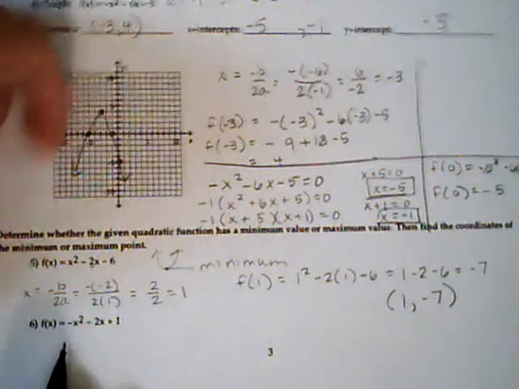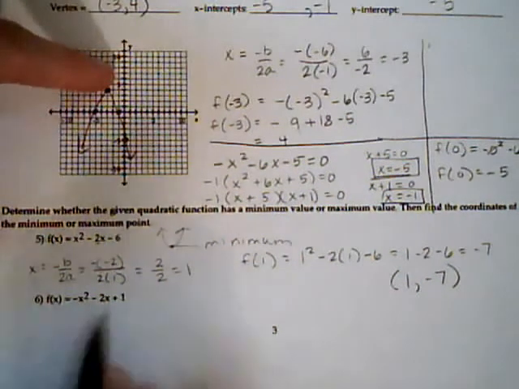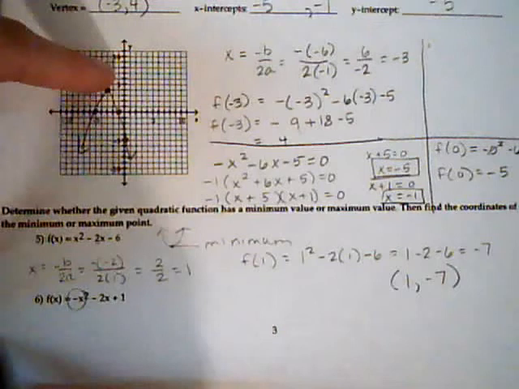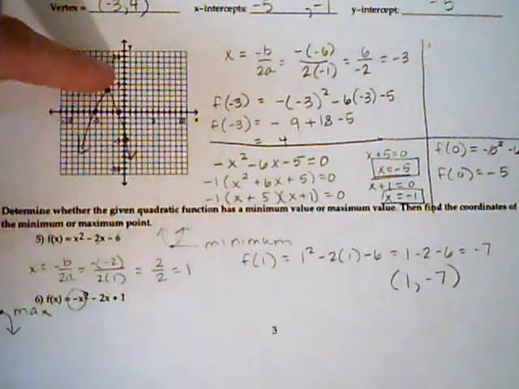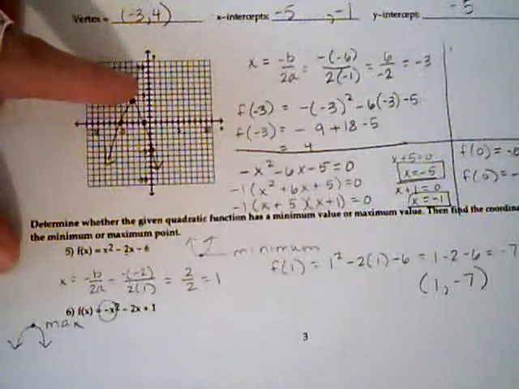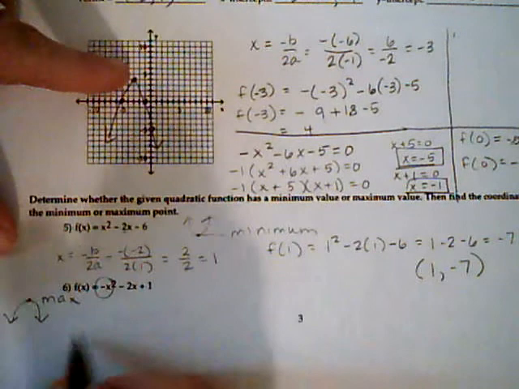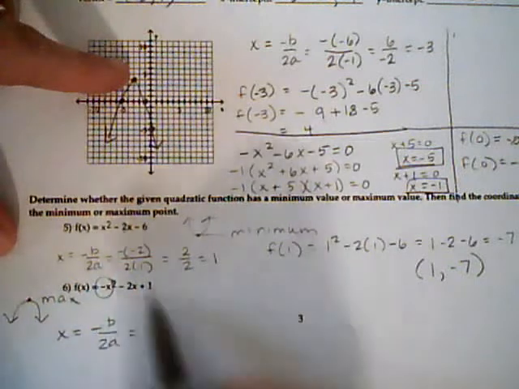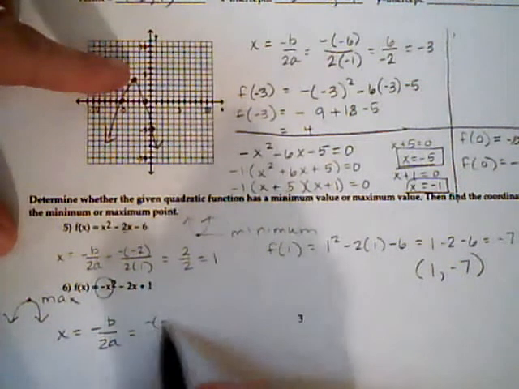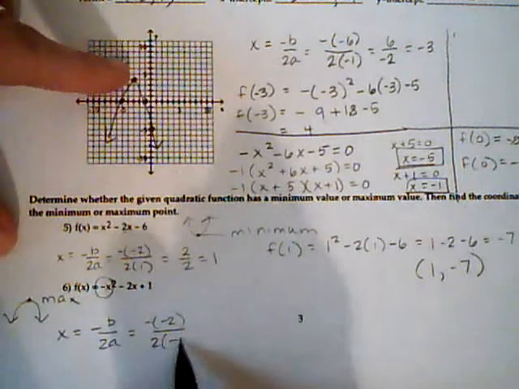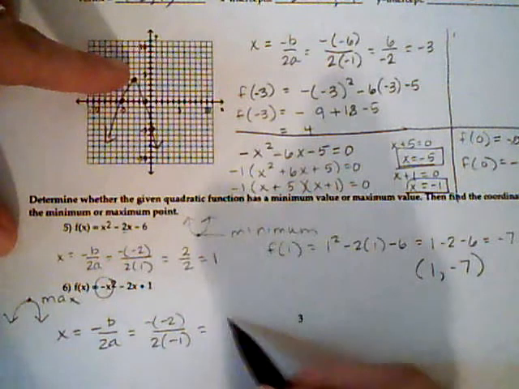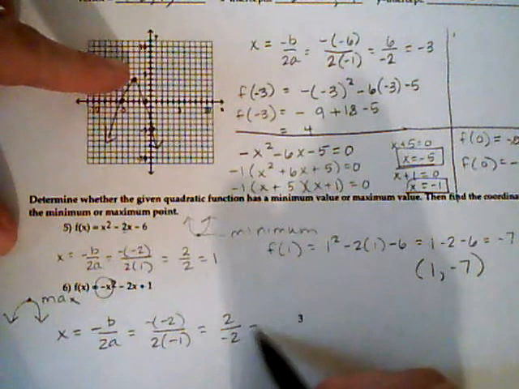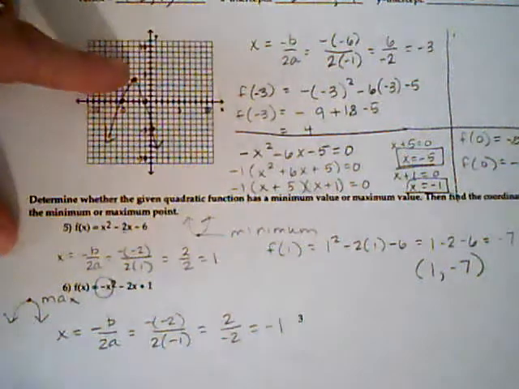Okay, then we can do the same thing for the next problem. Because it's a negative, I know that my parabola is going to open down, which means I have a maximum at my vertex. Okay, so I can use the same formula, x equals negative b over 2a. My b value is negative 2. My a value is negative 1. So that's going to give me 2 over negative 2, which is negative 1.